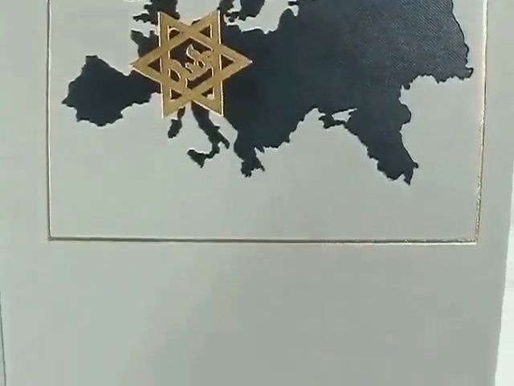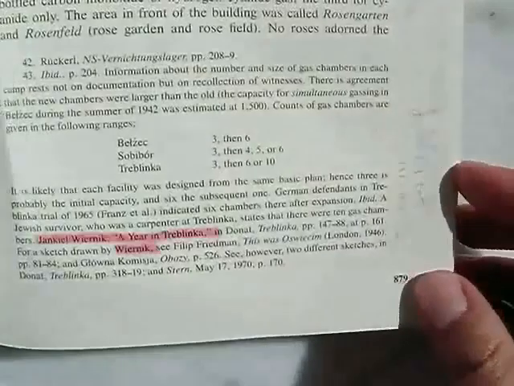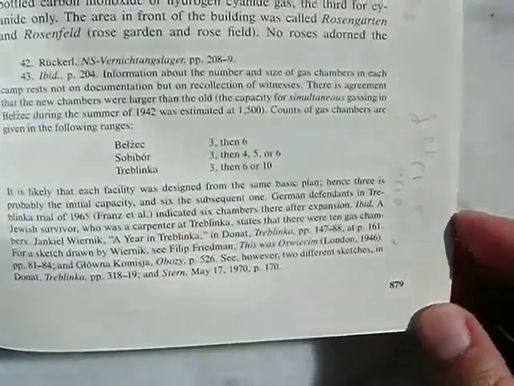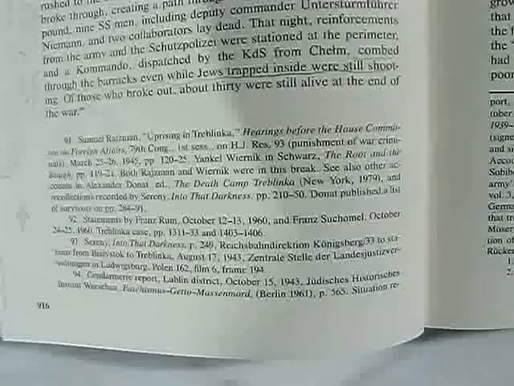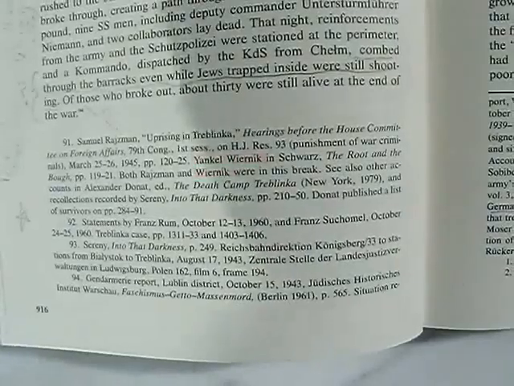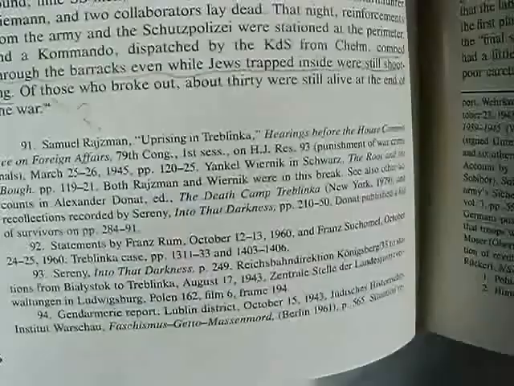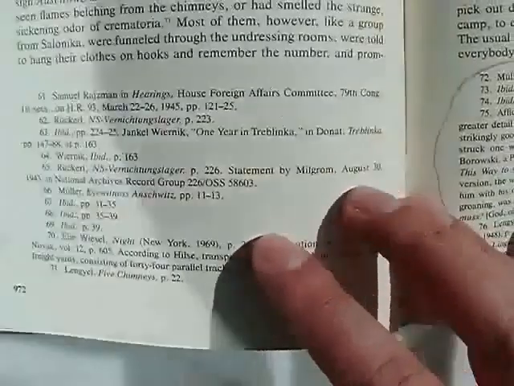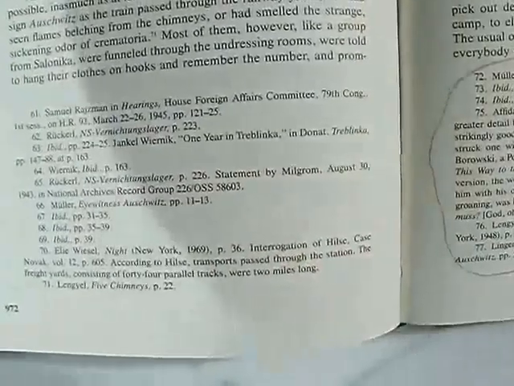So we went into the foundations of the Treblinka death camp story by looking up a source in Raoul Hilberg's The Destruction of the European Jews, and we found Yankel Wernick's book, A Year in Treblinka, but it turned out to be a fraud. Hilberg cites it as a source 5 times, by the way.